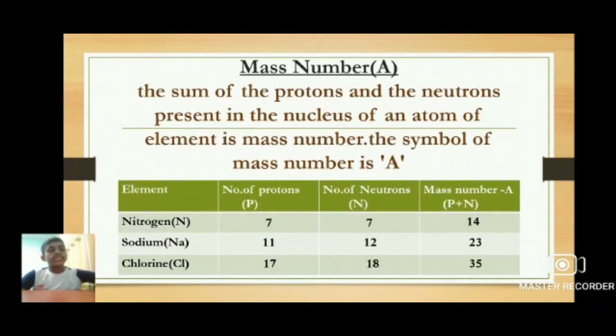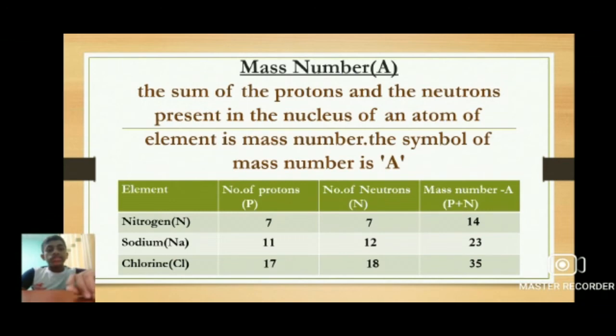Now we identify the mass number. The sum of protons and neutrons present in the nucleus of an atom of an element is the mass number. What is the symbol that denotes the mass number? The symbol of mass number is A. I have given you the mass numbers of 3 elements.